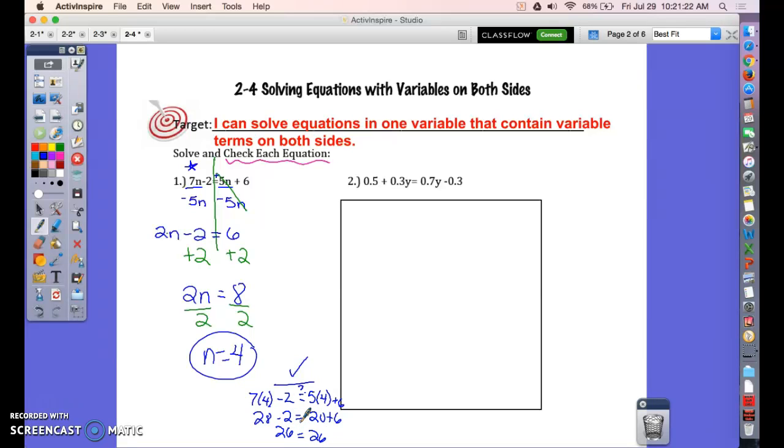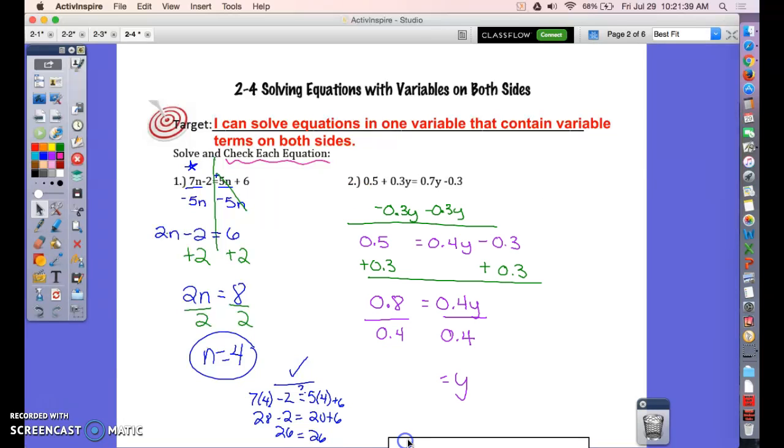So I want you to try problems 2 and 3. Look at where you have more variables and keep the variables on that side. Pause, press play whenever you're finished with 2 and 3, and we'll talk about them a little bit.